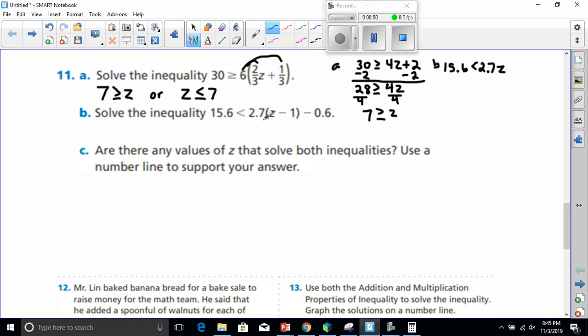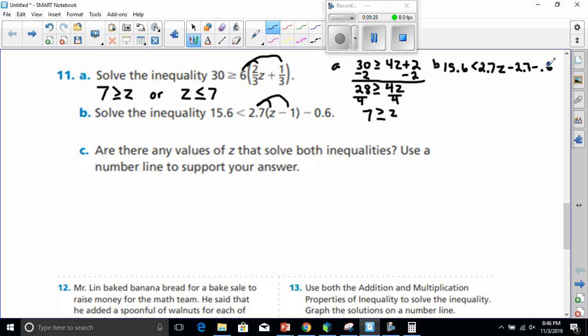Minus 1, so well, 2.7 times negative 1 is going to be negative 2.7. And then finally it says minus 0.6. So minus 0.6. Okay, let's work this. And realize that we got the 2.7z by multiplying 2.7 times z, and the negative 2.7 by multiplying 2.7 times negative 1. And we're ready to work this.